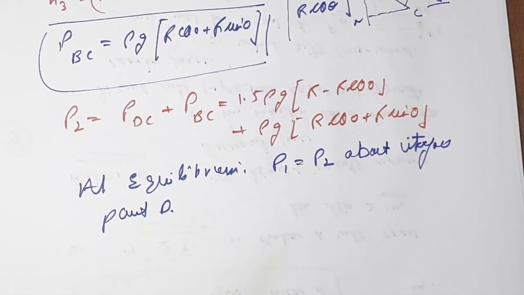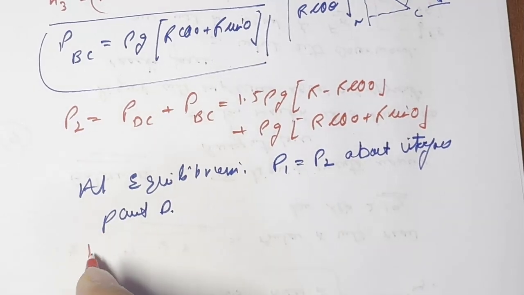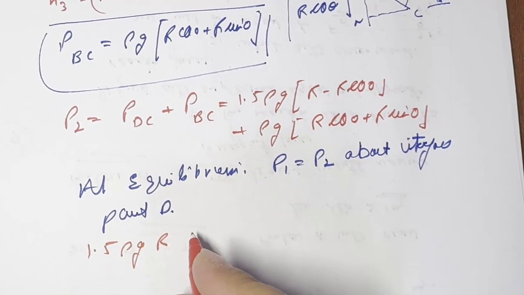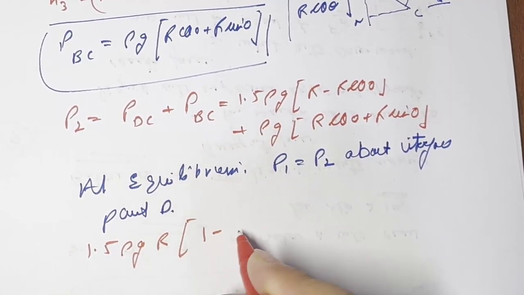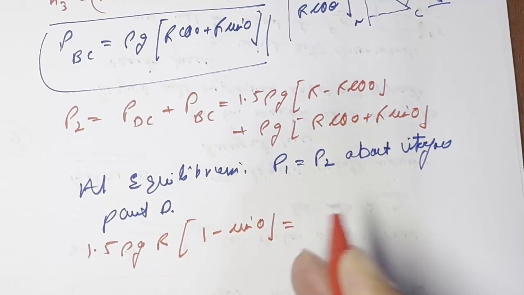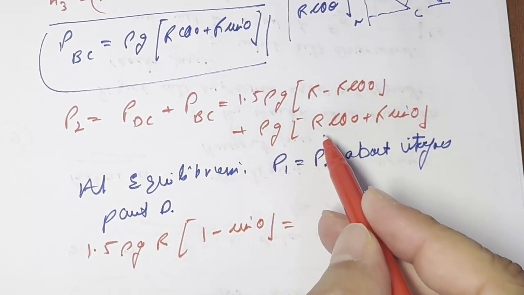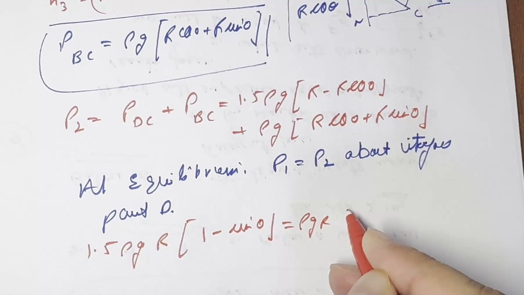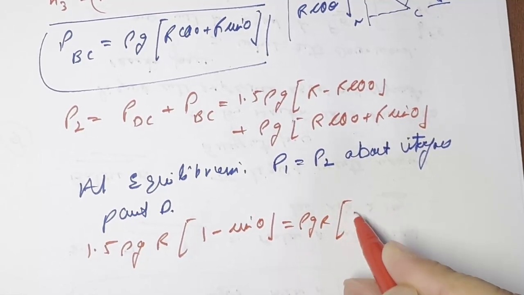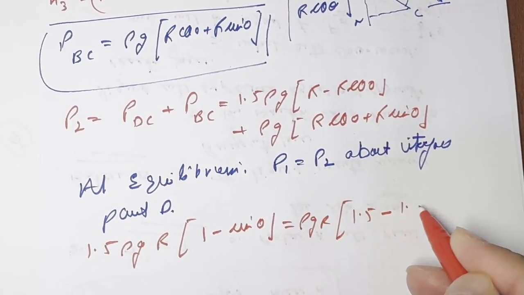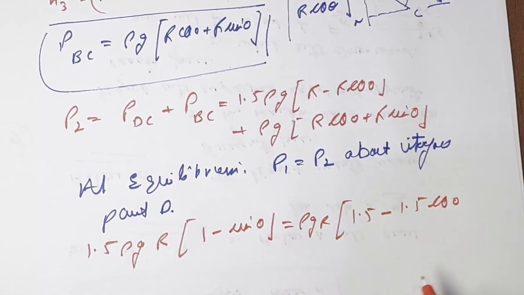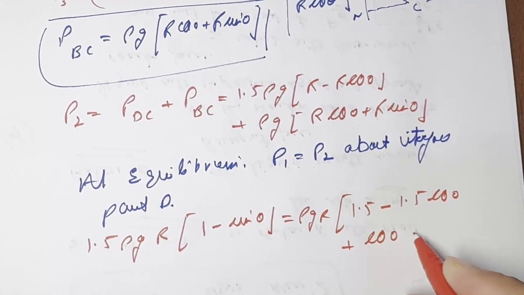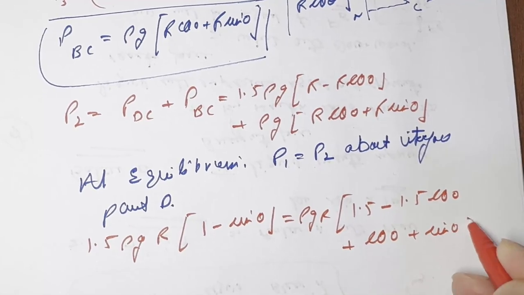So we substitute the value of P1, which was 1.5 rho G R times 1 minus sine of theta, and rho G R we can take common from here, so we are left with 1.5 minus 1.5 cos of theta plus cos of theta plus sine of theta.